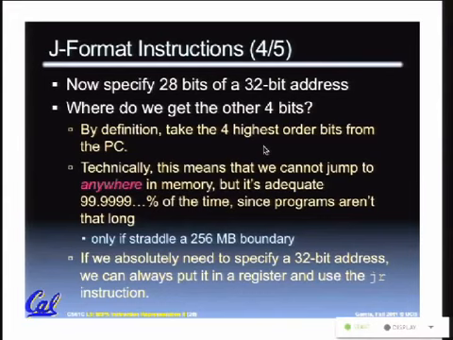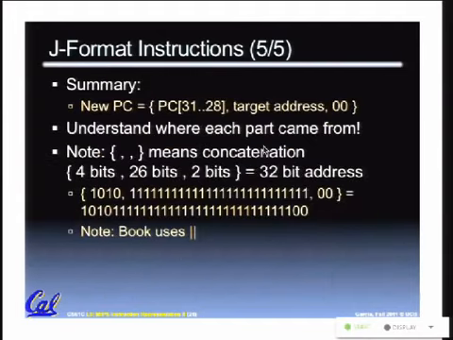So here's a summary. Just a note about your green sheet: that symbol there means concatenation. So if you have commas, it just means that you're putting those bits together. If you had some instructions on how to generate 4 bits, then 26 bits, then 2 bits, and you put them all together with commas, it just means put it all into one 32-bit value.